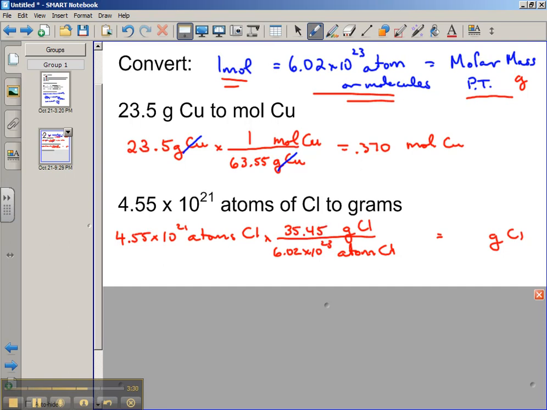So I type in my calculator 4.55 times 10 to the 21st, use the exponential button on your calculator, times 35.45 divided by 6.02 times 10 to the 23rd, and I get 0.268 grams of chlorine.